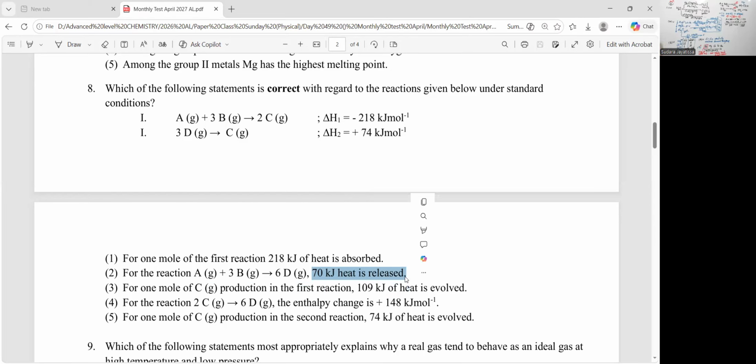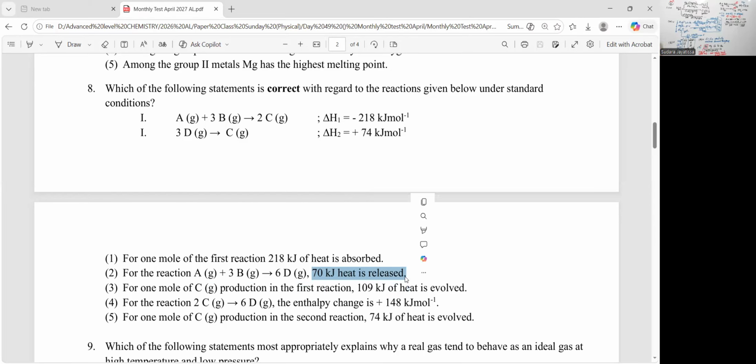Now let's go to the third statement. It says for 1 mole of C produced in the first reaction, 109 kilojoules of heat is evolved. Now in the first reaction, you can see 2 C is produced. But if you want it for 1 C, what should you do? Divide this equation by 2. Then you will get C. Then the same thing will happen to your enthalpy change. Minus 218 is divided by 2, so it will become minus 109. That means released. So that part is correct. So your third statement is correct. That is your answer.